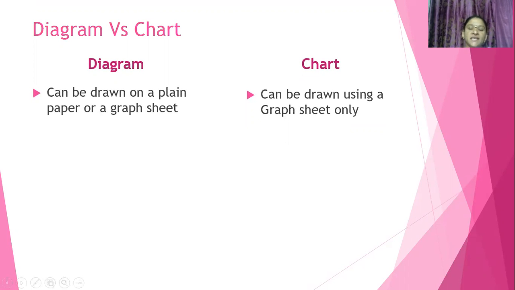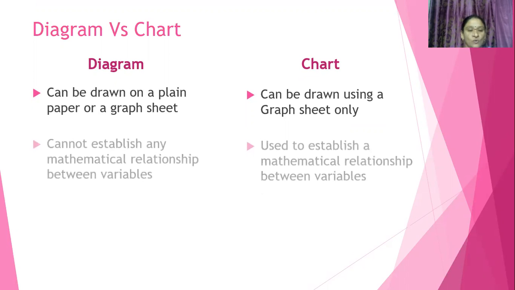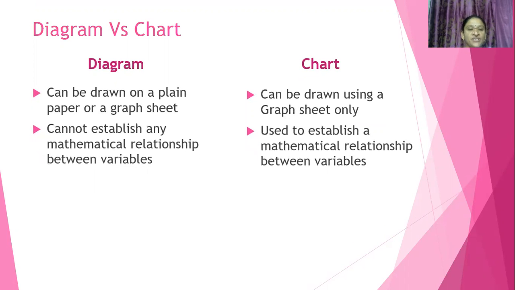whereas a chart can be drawn on graph sheet only. We cannot establish any mathematical relationship between the variables in case of a diagram, whereas we can establish a relationship between the variables using a chart. We can take examples of charts like the chart representing law of diminishing marginal utility, the chart representing law of demand, law of supply. All these things are examples of charts. There we are establishing the relationship between the variables.